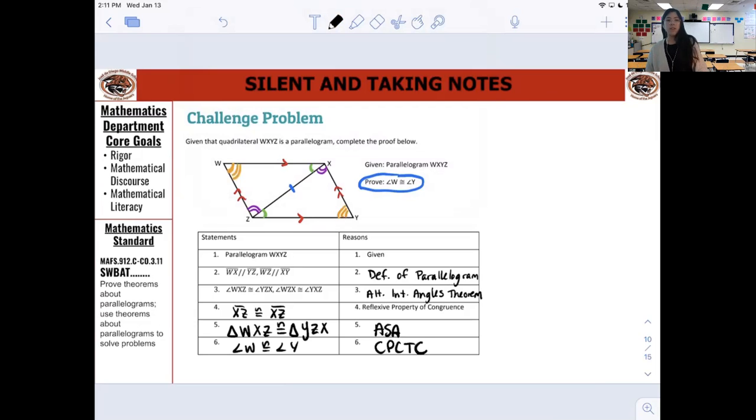All right. That is this one. Any questions? This is a very common one. I would not be surprised if this came up on your test. So take a screenshot, take a picture, study this proof. This is a very popular proof. They love using it. So please make sure you study this one.